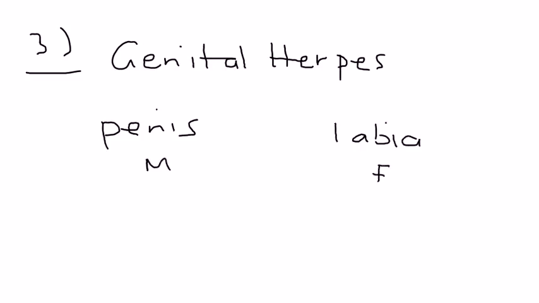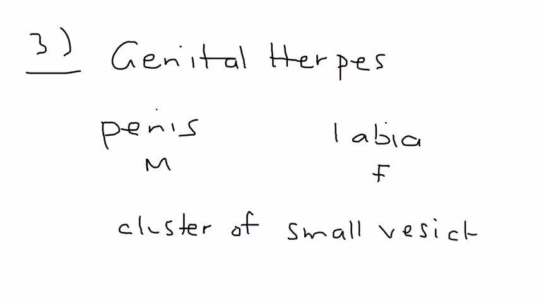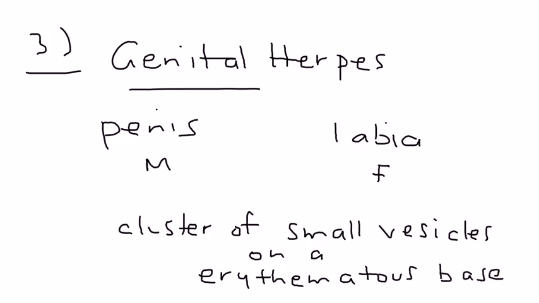And the last one, which I don't have enough space for, is genital herpes. And that is by far the most common, and in fact it's the most common ulcerative sexually transmitted disease in the world. And basically what you have is on either the penis in a man or the labia in a female, the very similar type of vesicles, a cluster of small vesicles on an erythematous base. So very similar to the previous description, but this time it's appearing in the genital area.